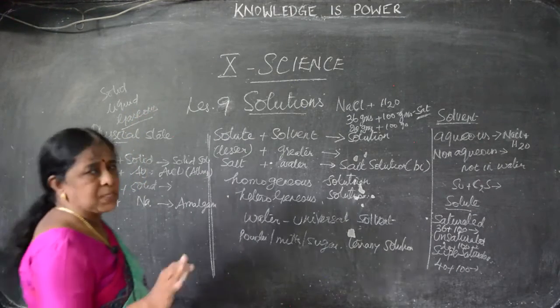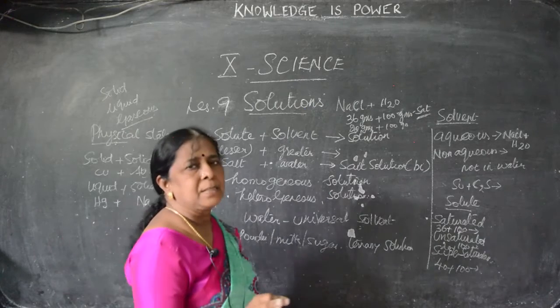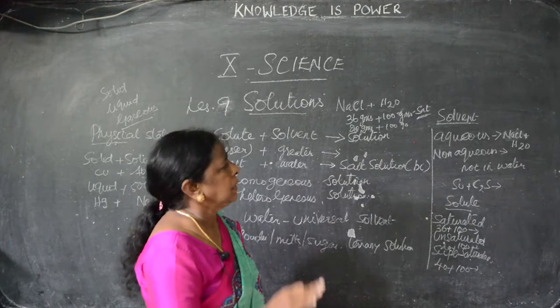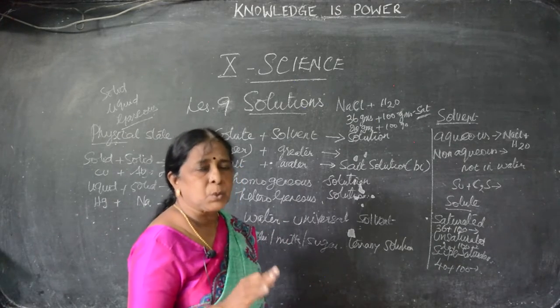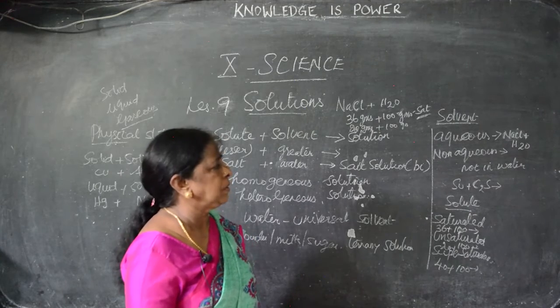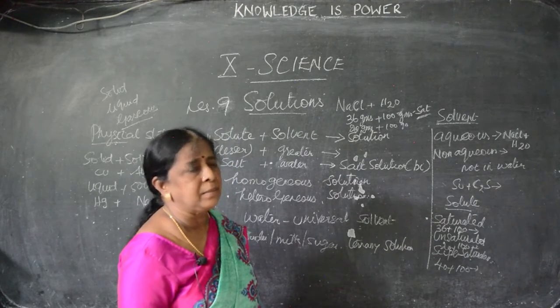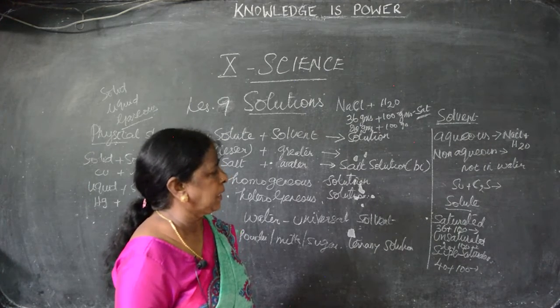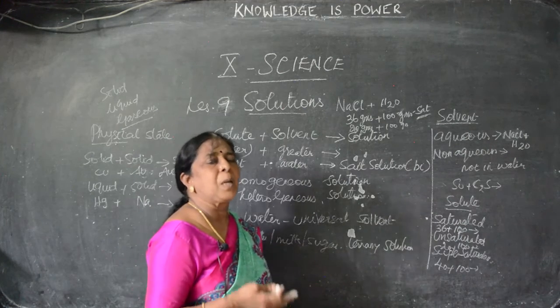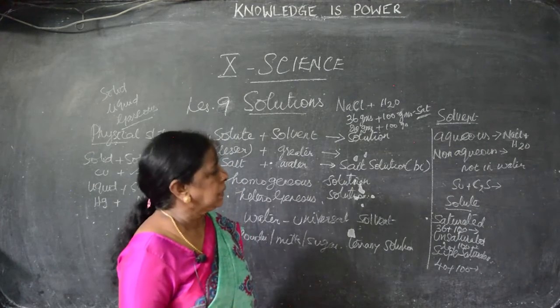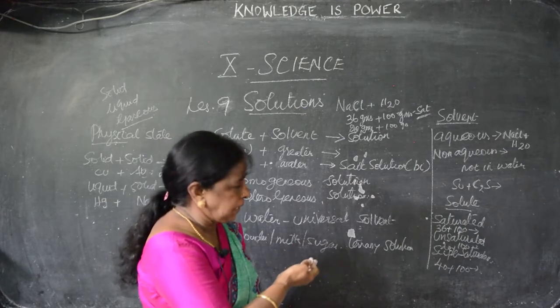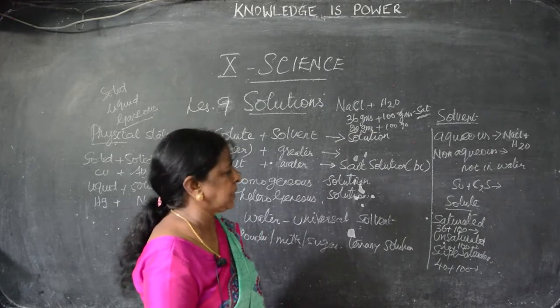Based on the solvent, if the solute dissolves in water, that is an aqueous solution. If the solute does not dissolve in water but dissolves in some other chemical, such as carbon disulfide or ether, this is known as non-aqueous. Then based on the amount of solute, solutions are saturated, unsaturated, or supersaturated.